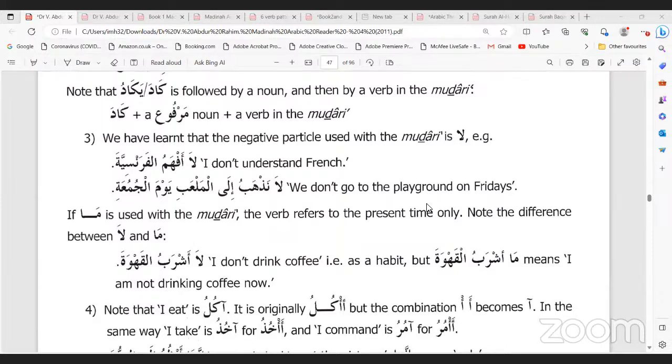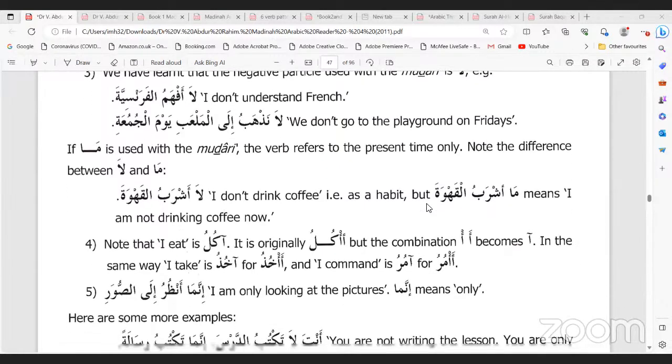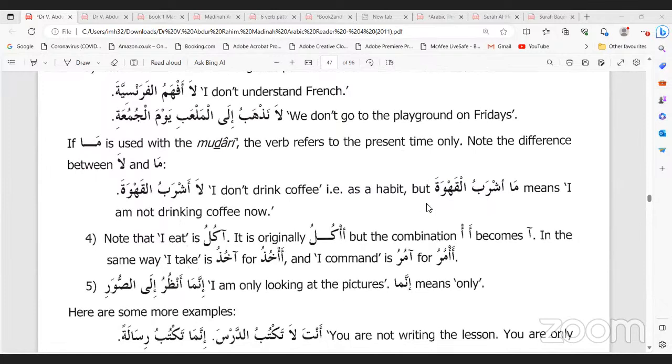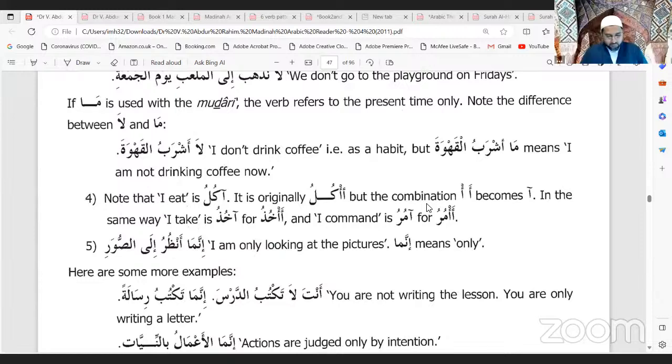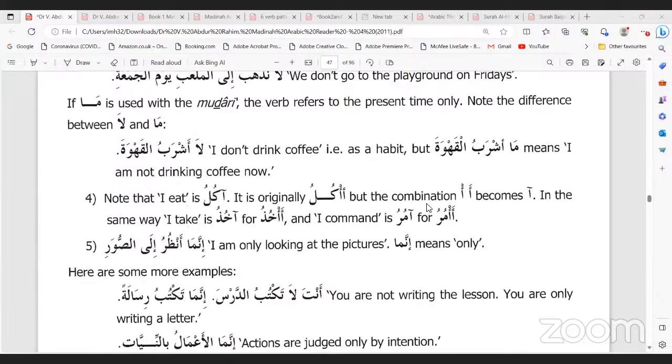If ma is used with the mudari, the verb refers to the present time only. Note the difference between ma and la. La ashrabul kahwata, I don't drink coffee. That is as a habit. So if we are using la, that tells that it can be used in the habit form. But ma ashrabul kahwata means I am not drinking coffee now. Correct. So ma is for the time being.